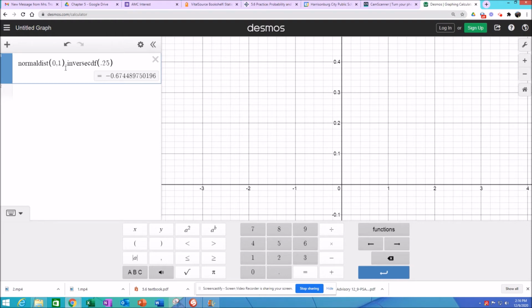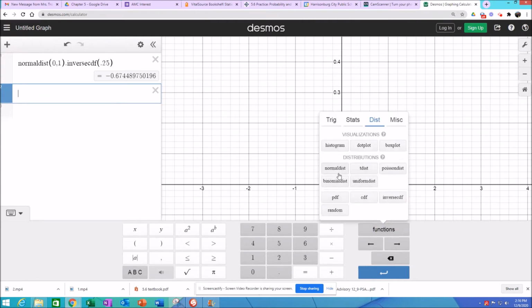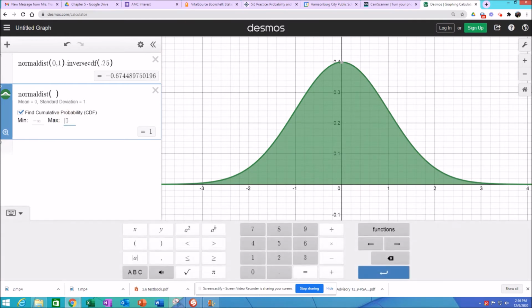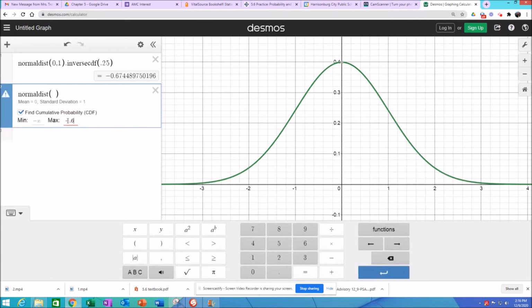Okay, the 75th percentile, I want 75% below. That's 0.67. So let's put the 0.67 in here. And we can see here that 75% is down here below this z-score right here of 0.67.